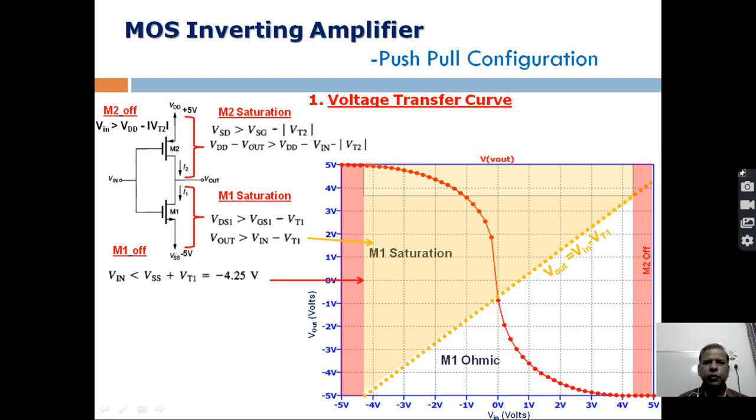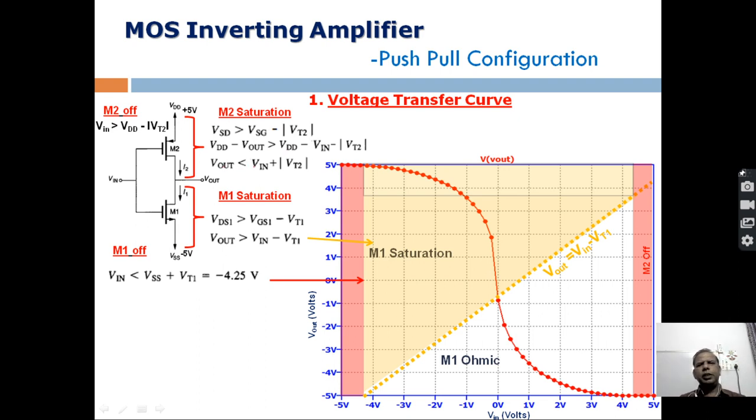Like here. Now VDD and VDD will cancel each other. So it is minus Vout. So we have to change the sign. So we change sign everywhere. If we make it plus Vout, then we have to change this sign also, right? So this will become like this. Minus Vout will become plus Vout, so we change this sign also. Then minus Vin will become plus Vin, and minus Vt will become plus Vt. So this is the condition which decides that M2 will be in saturation.